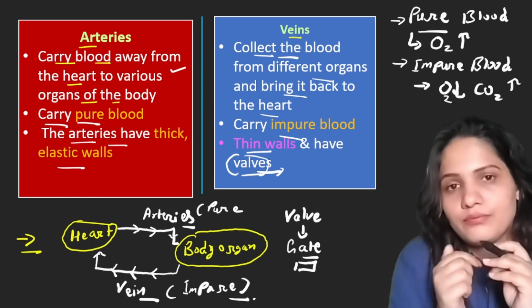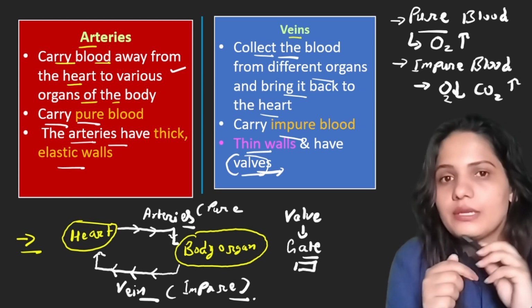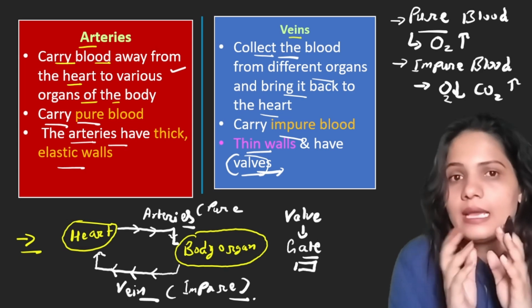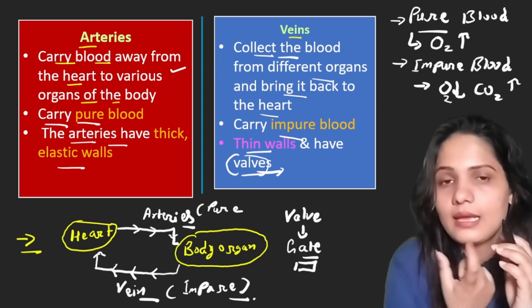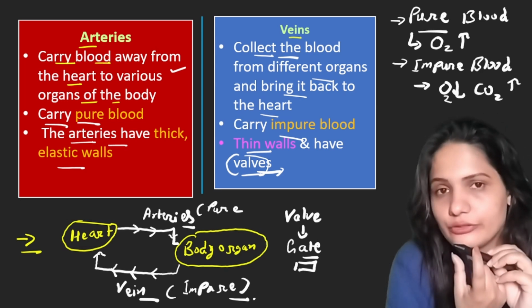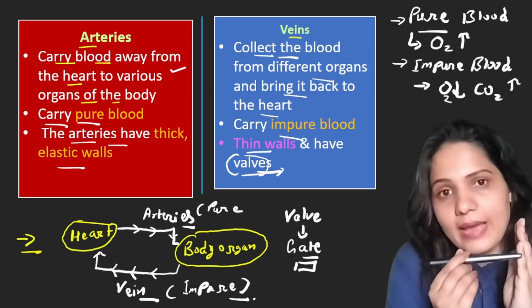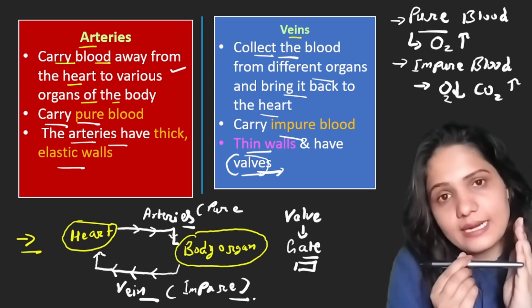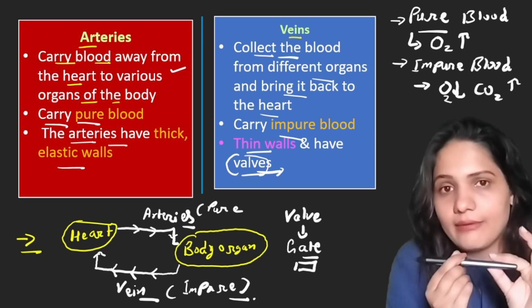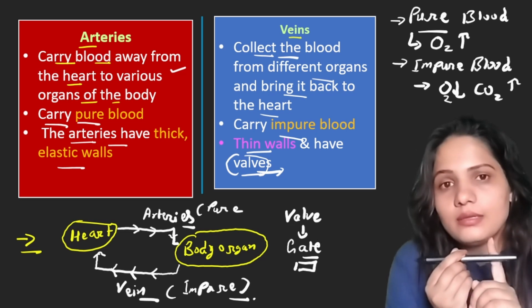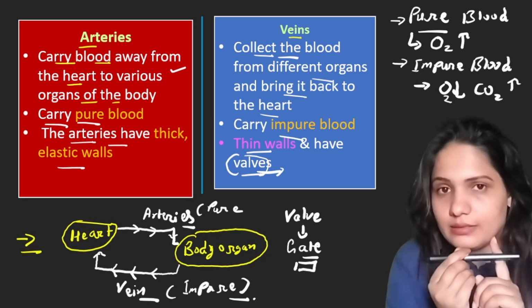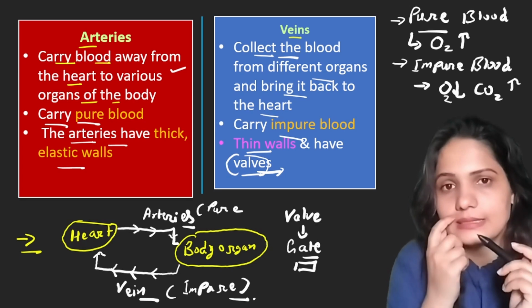As the blood flows from body organs to the heart in veins, the pressure of blood is very low, and as the pressure of blood is low, there are chances that blood can move in the backward direction. To prevent that backward flow, veins have valves, and these valves will prevent the backflow of blood in veins. Did you understand this?